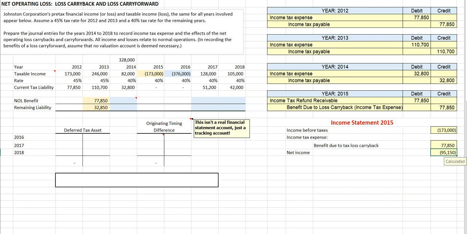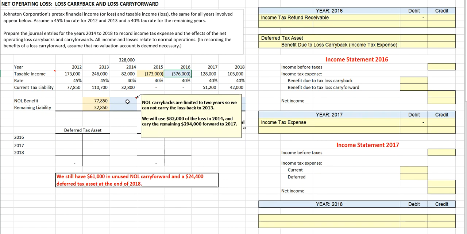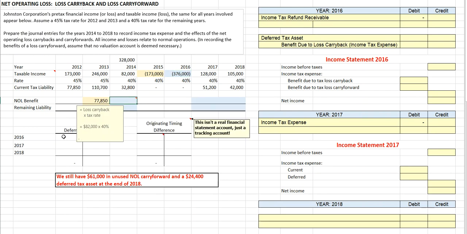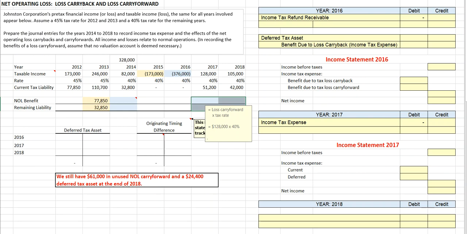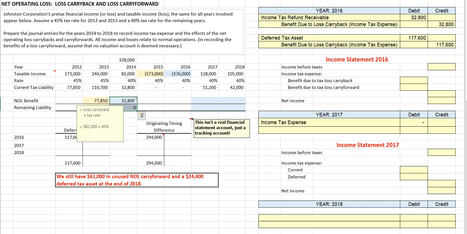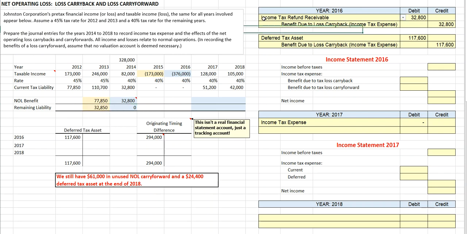In fact, we have a negative tax expense or tax savings of $77,850. Our loss carryback then in 2016, part of it will be carried backwards to 2014, and part of it will become a deferred tax asset to carry forward to future years. We're going to carry back $82,000 of our taxable loss to the year 2014, and at a 40% tax rate, that provides a $32,800 tax benefit. Notice we record income tax receivable of $32,800, and we record a reduction in our tax expense in the amount of $32,800.